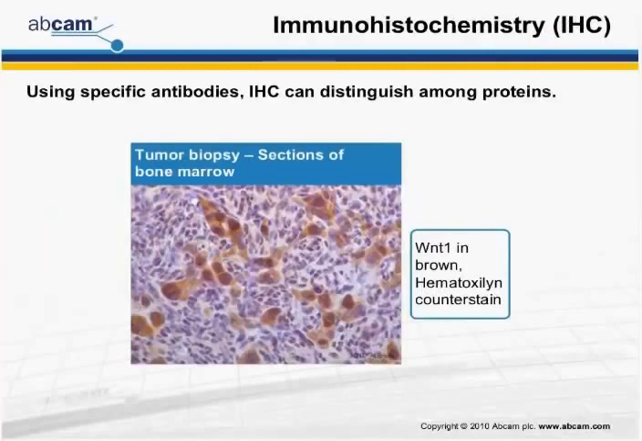In order to get around this issue, immunohistochemistry was developed. Using specific antibodies, IHC can distinguish among proteins. Here we're looking at a tumor biopsy section, and this is bone marrow. In the brown, you see a stain for the protein Wnt1, and of course, this is a hematoxylin counterstain for the nuclei. So clearly you can see that the protein is expressed in portions of the tissue, but not in the whole tissue. So you get this local information that you don't get from histochemistry.